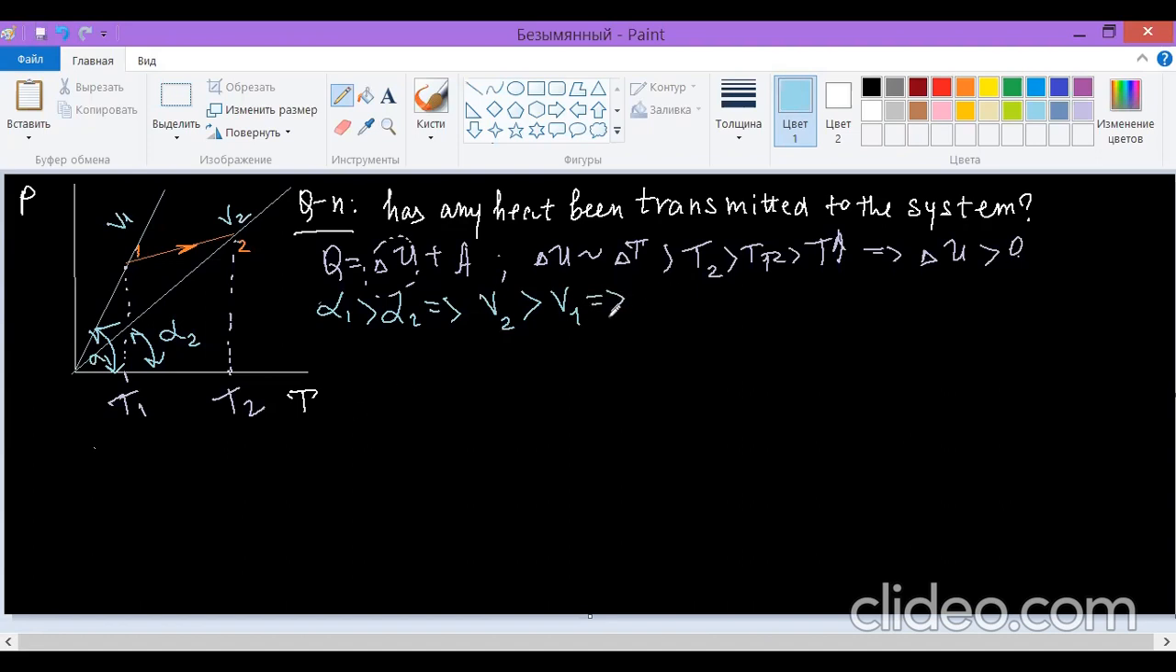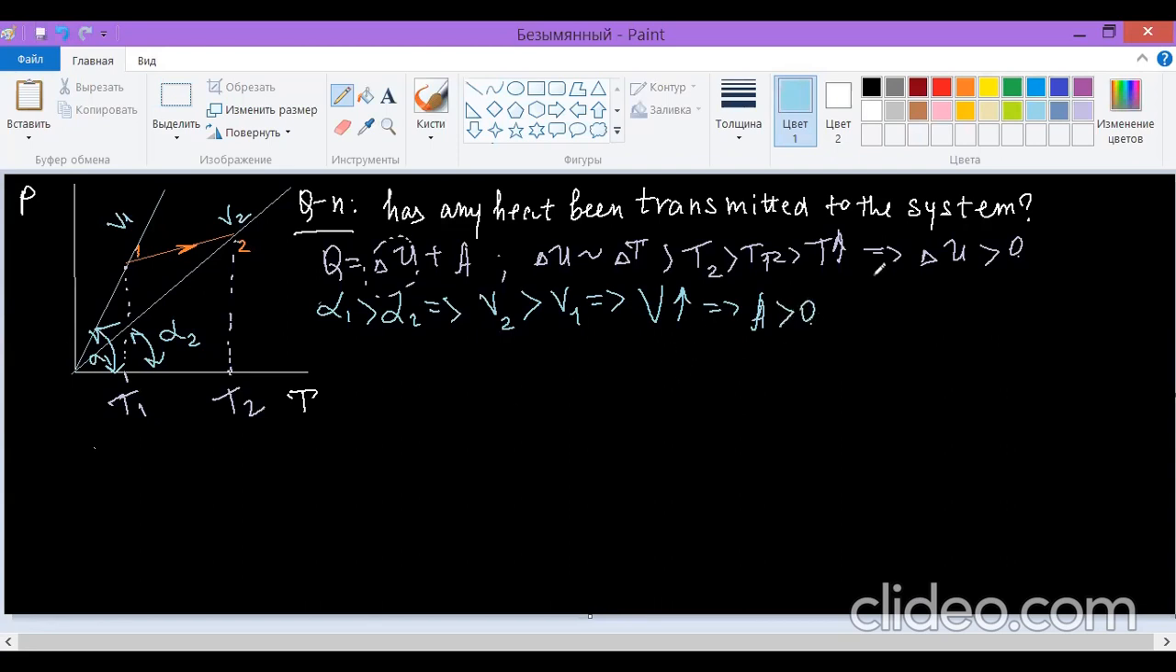In other words, during this process, the volume of the ideal gas goes up. In other words, it expands. And if it expands, it does some expansion work. So A is positive too.